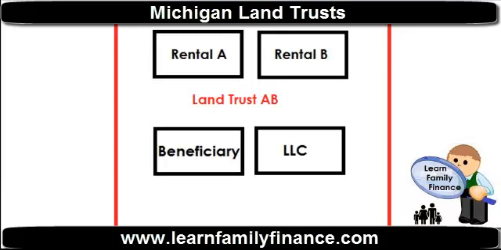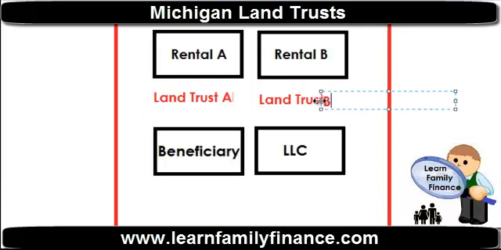Now, you could also set up something a little different: land trust A and then land trust B, so you'd have two separate land trusts. Maybe they're very expensive properties. Maybe they're not these little $30,000 properties where you can just create one land trust to protect several. But maybe these are more valuable, and so you want to set up land trust A and land trust B.